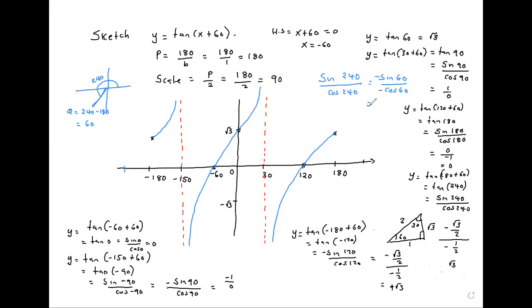But sine 60 is what? It's root 3 over 2. And cos 60 is half. So the negatives have been found there before we evaluate the 60s. And then that's how it turned out to be positive root 3, because the 2's will cancel as the negatives cancel. Thank you, sir.